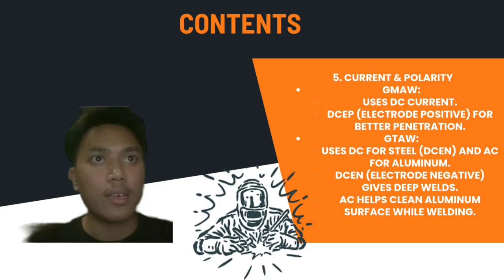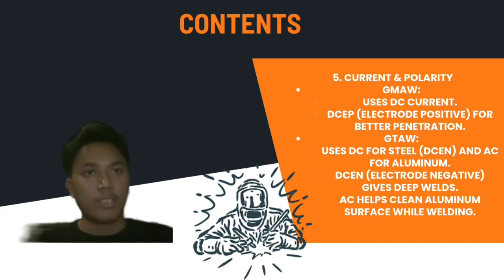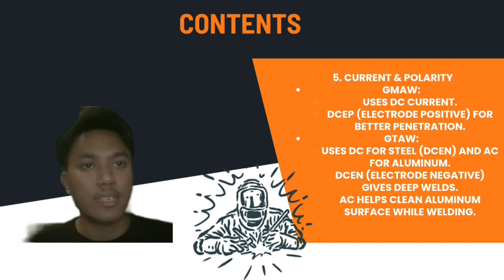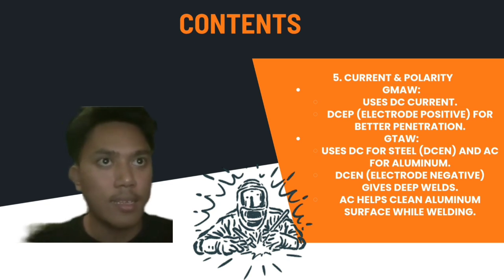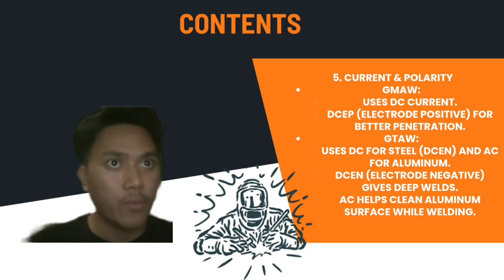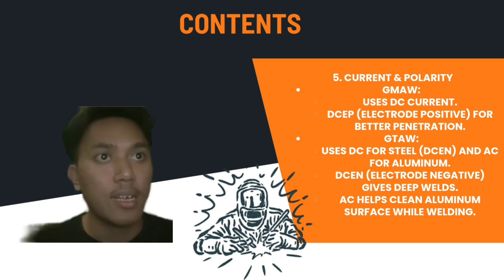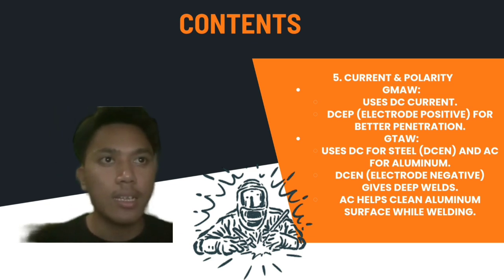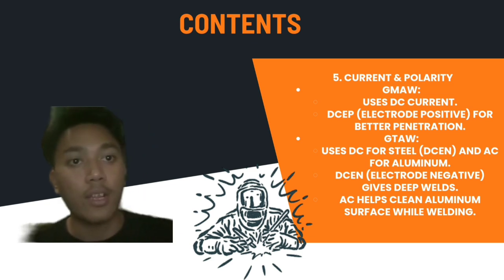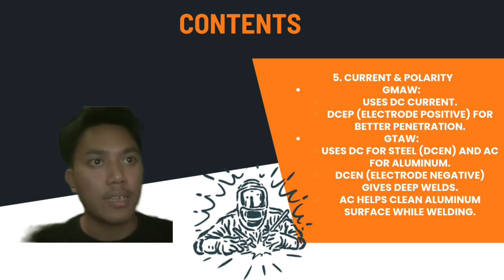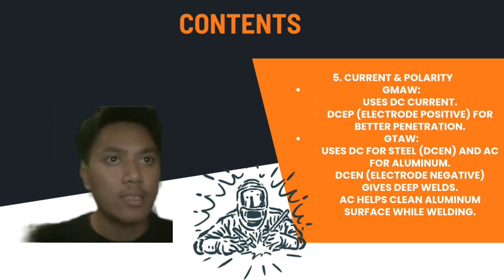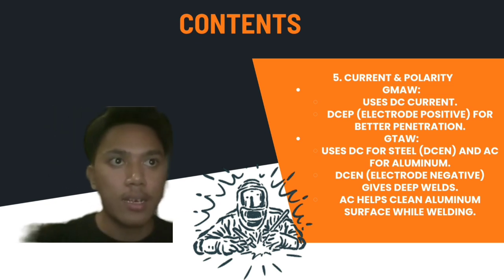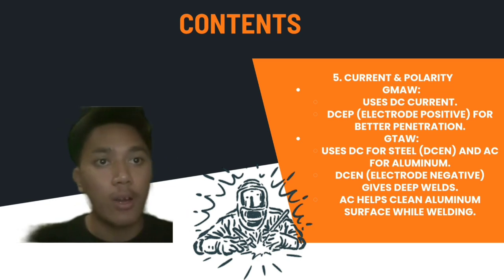Firstly, from me is current and polarity. Firstly is GMAW, use DC current, and then electrode positive for better penetration. Next is GTAW, use DC for steel and AC for aluminium. Electrode negative gives deep welds. AC helps clean the aluminium surface while welding.